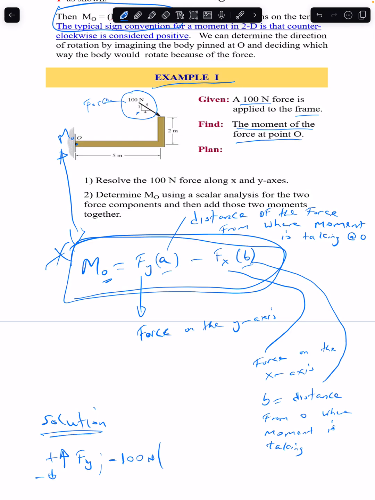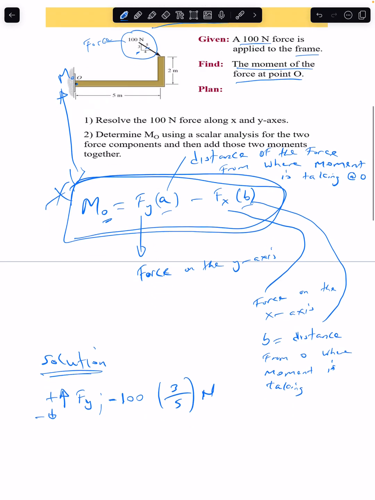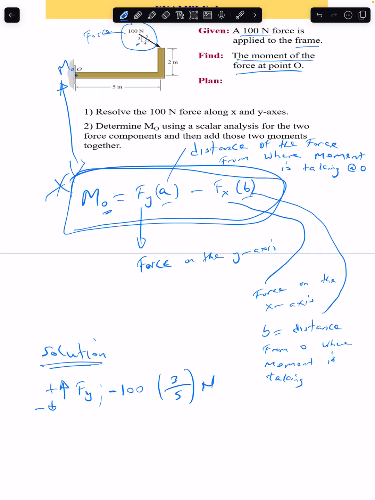So I have this 3 over this 5, and that is my force on the y-axis. And I can write this with respect to what? Newton. The force is measured in Newton.